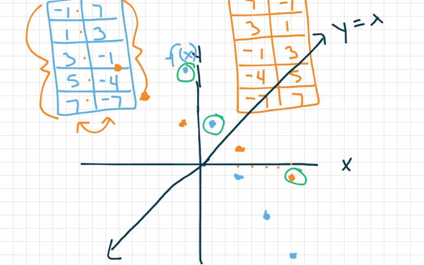This point reflected here. This point reflected over here. This point reflected here. This point reflected here. Are you seeing the reflection? Okay, that's what an inverse does.